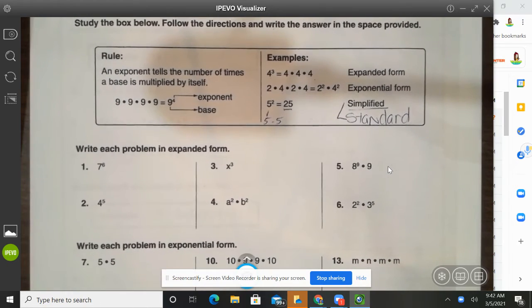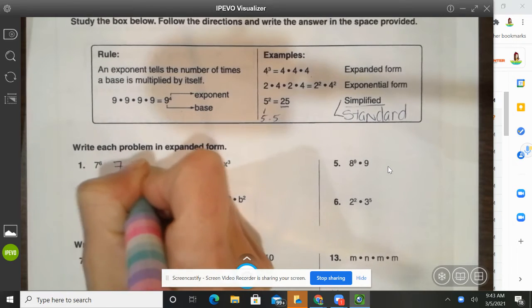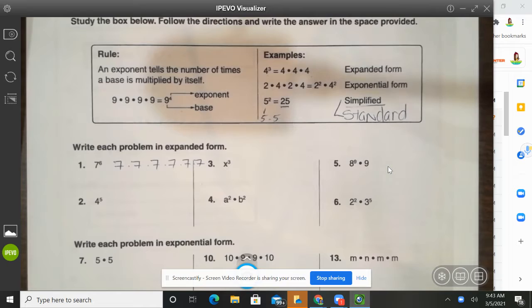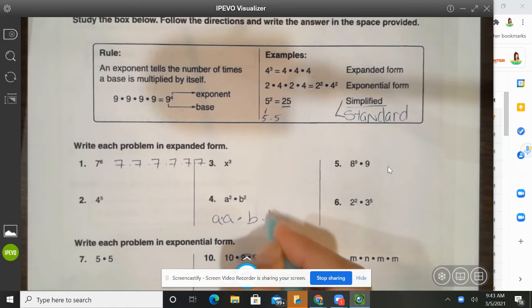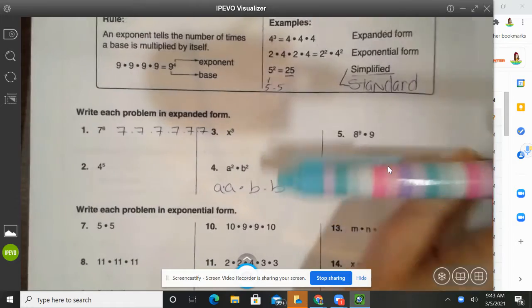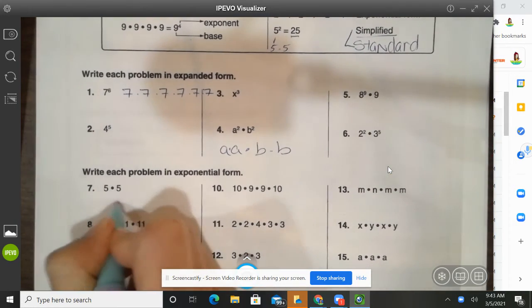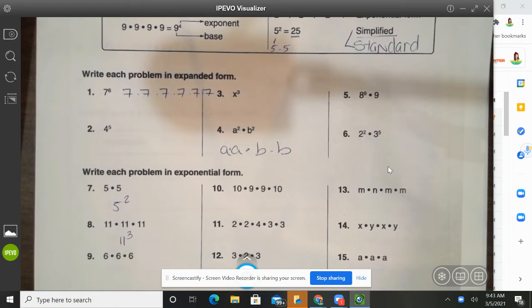When it says the expanded form, you're just going to expand it, right? So that's 6 times... missing one, and that's pretty much it. Now, when you have 2 of them, that's A times A times B times B, right? So you're expanding it, okay? And when they ask you to find the exponential form, you're just going to write it as an exponent. So that's 5 to the 2nd power, that's 11 to the 3rd power, and so on.